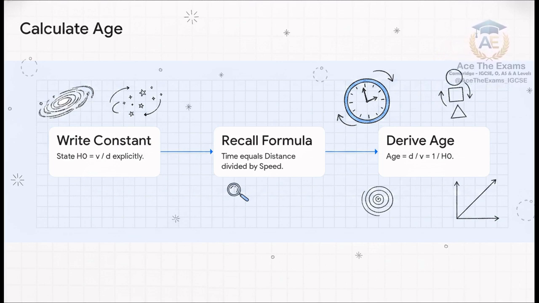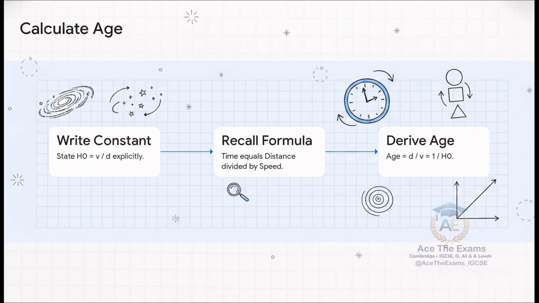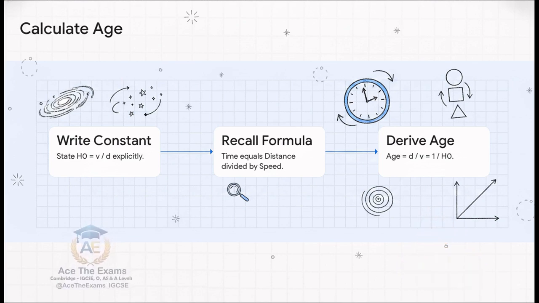Now for challenge 3, speed writing. You have 30 seconds to write down the flawless derivation. Ready? Here it is. Step 1, you write the constant, H0 equals v over d. Step 2, you recall basic kinematics, time equals distance divided by speed. Step 3, you derive the formula, therefore age equals d over v. And since H0 is v over d, the age is simply the reciprocal, 1 over H0. Boom. Showing these 3 exact steps clearly and sequentially is your guaranteed foolproof pathway to securing full marks. You are leaving absolutely nothing to chance.